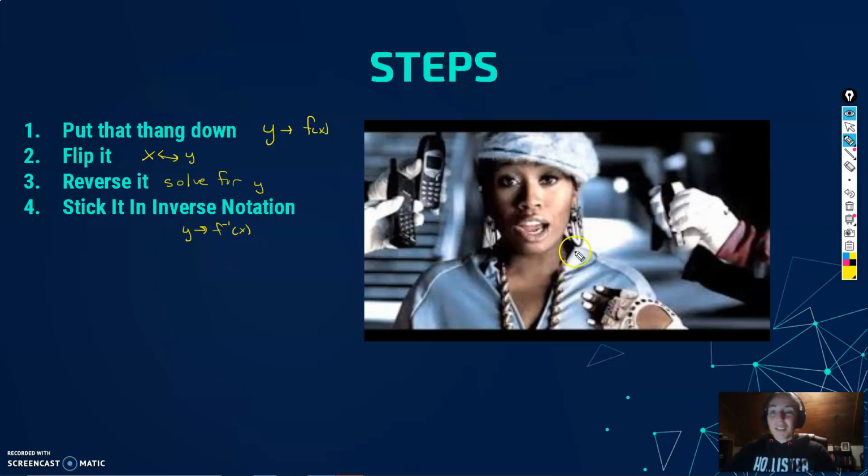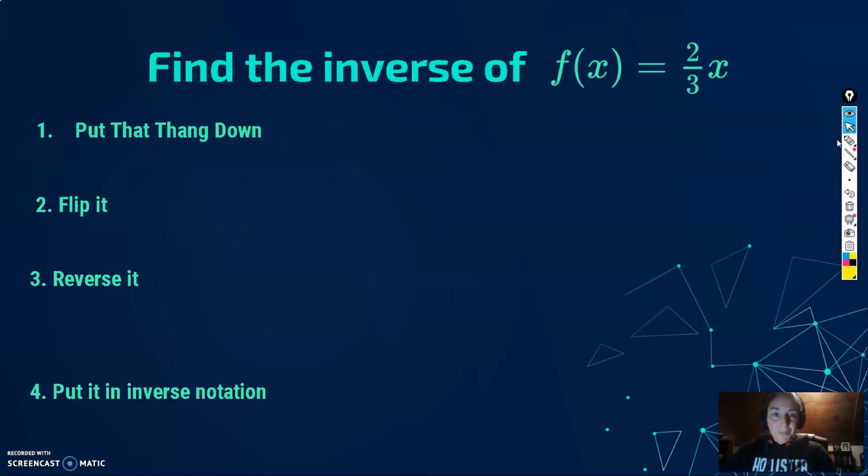So here we go. Let's see some examples of this. We're also going to see some stuff that involves restricted domains. So let's find the inverse of f of x equals 2/3 x. Step 1, put that thing down, sub in y for f of x, y equals 2/3 x. Flip it, sub x for y, so 2/3 y now. Reverse it, solve it back for y, so x equals 2/3 y.